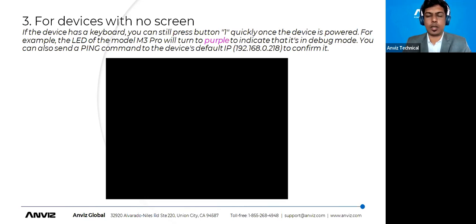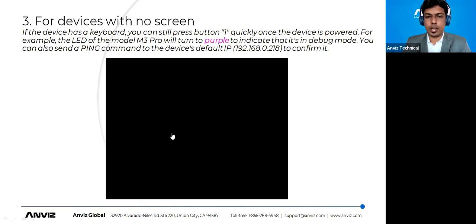If I take an example of M3 Pro, the LED color will be purple to indicate that it's in debug mode. So once I keep pressing the one button, the device LED will turn into the purple color so that you can confirm the device is in the debug mode. Then you can also try pinging the device with the default IP, that is 192.168.0.218, so that you can get the confirmation, yes, the device is in debug mode.